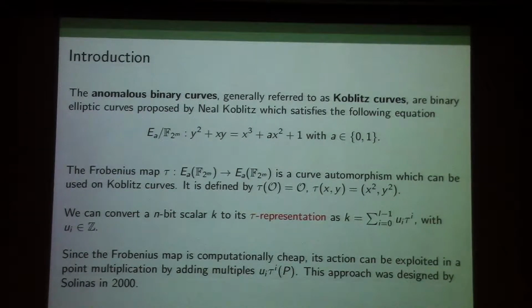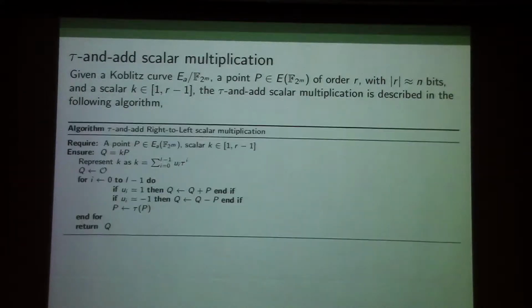This was proposed by Solinas in 2000. So here is the algorithm of tau and add. You represent the scalar k in its tau-adic representation, and in this case we are using a special representation called tau NAF. So the digits are 1 and -1. If 1, we add the point. If the digit is minus 1, we subtract the point. If it's 0, we do nothing, no additions, just the tau.